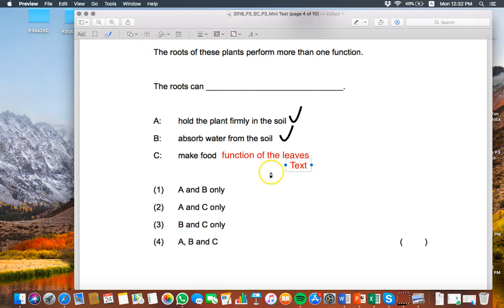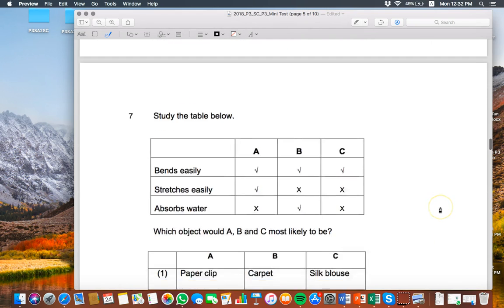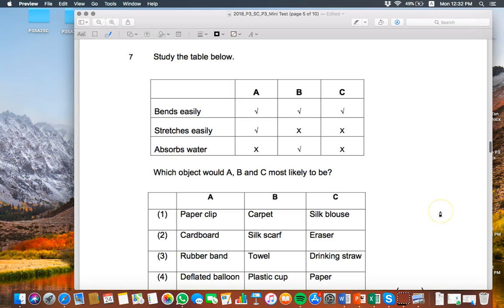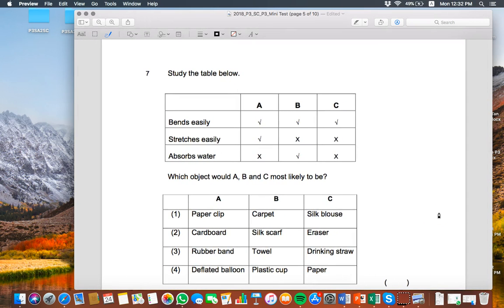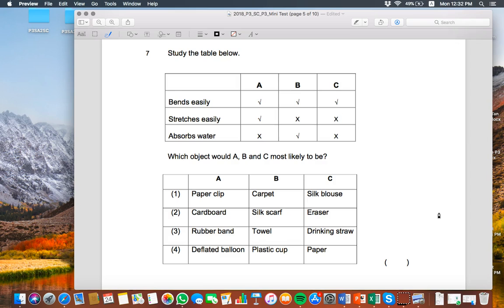The answer is 1. See, the paper is not difficult at all. You should be scoring full marks for MCQ. Let's move on. I'm going to zoom out a bit. Study the table below. Material A, B, and C. And there are 3 properties.